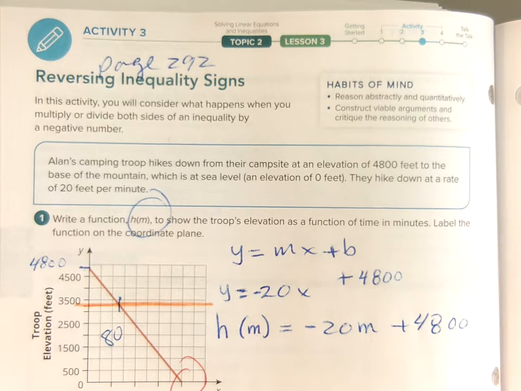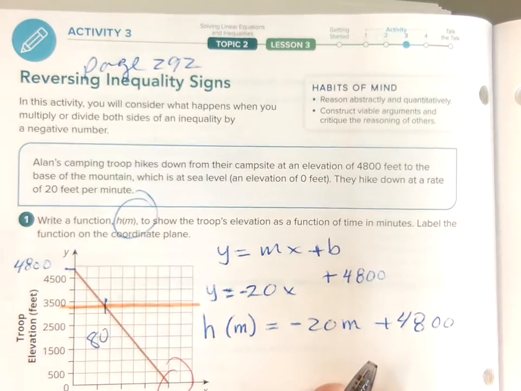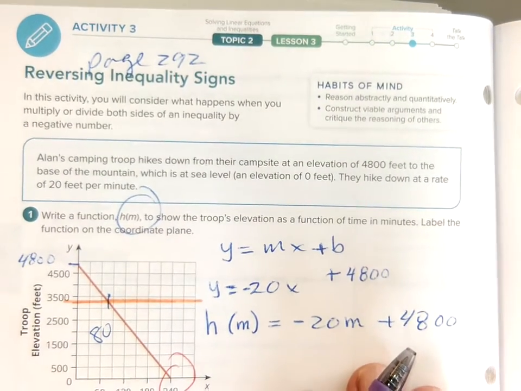Okay, everybody, let's do a recap of the lesson today. So we are on page 292, and it's lesson 3.3 of this stuff. So we're talking about inequalities, and this is a nice example of why you have to turn the sign, because we talked about that yesterday.